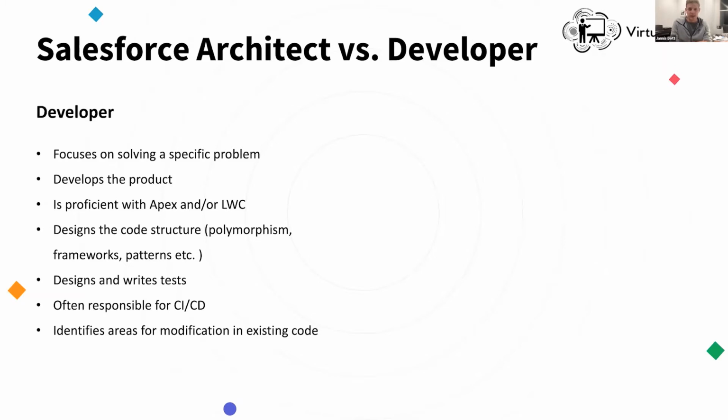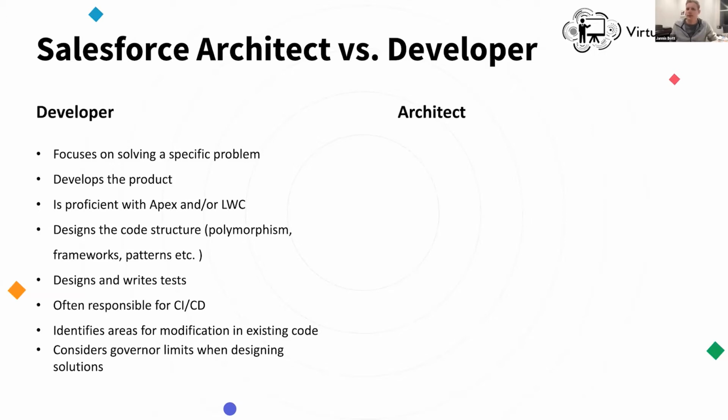As a developer, you identify areas for modification of existing code, right? Think about cleaning up technical debt. You are looking at existing code to extend it, to make it more reusable, to maybe create a framework off the back of that. That's all a developer task. And lastly, you do consider governor limits when you design your solution, right? We're lucky in Salesforce that we have governor limits, which makes it really easy for us to write code.